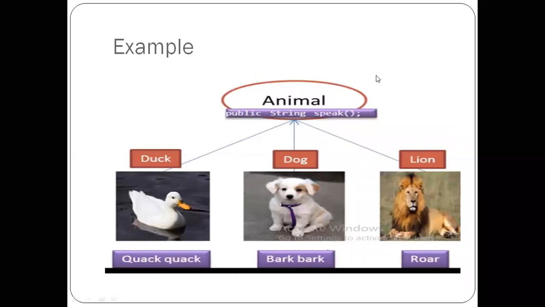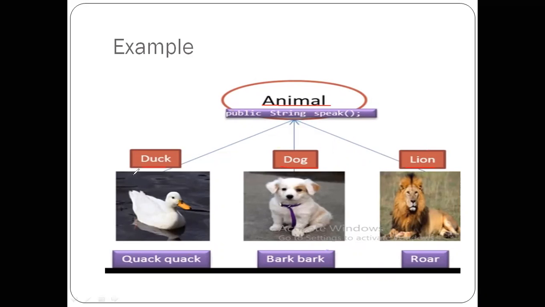Here there is an example. We have one superclass, that is an animal class. Under this animal class we have three types of animals. One is duck, second one is dog, and third one is lion. These three are the subclasses under the animal superclass, right? Animal is the superclass and duck, dog, lion are the subclasses.